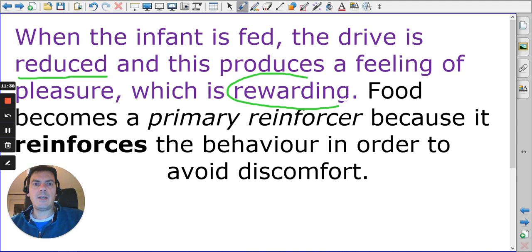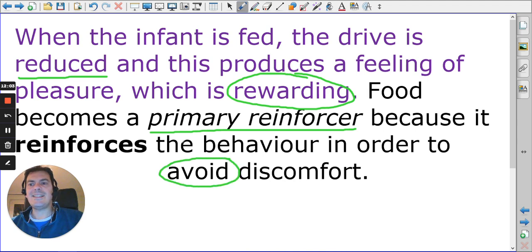I think we've all had that experience before of being incredibly hungry and then being satisfied by the food. Okay, so therefore we then say that food is a primary reinforcer. So every time it has food, it feels better, so it becomes a primary reinforcer. Okay, so what happens, it's a primary reinforcer because it enables the child to avoid discomfort.